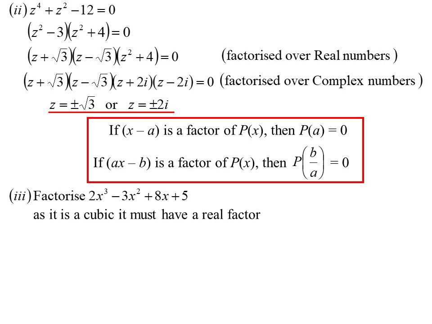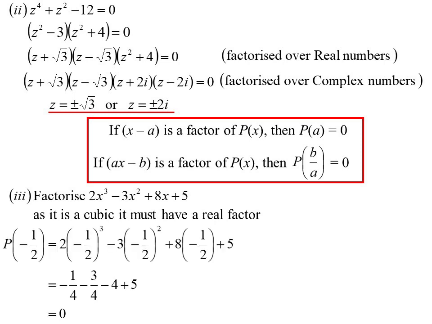0. No, it doesn't work. 1. No, it doesn't work. Next logical one to pick, of course, is negative a half. Well, maybe not. Oh, well, look, it works. That was lucky, hey. So substituting negative a half, we get the answer of 0. Therefore, I know the factor is 2x plus 1.